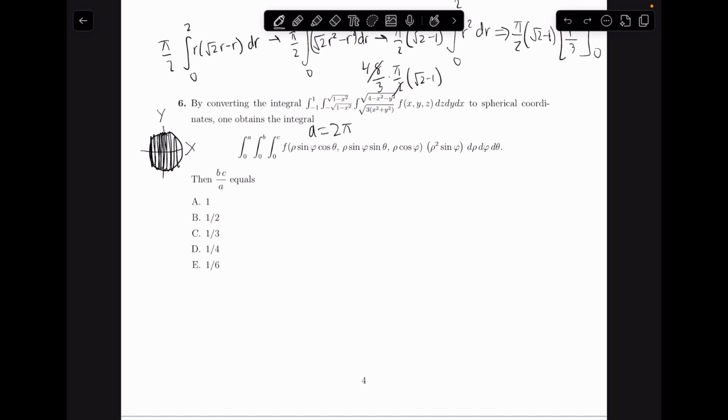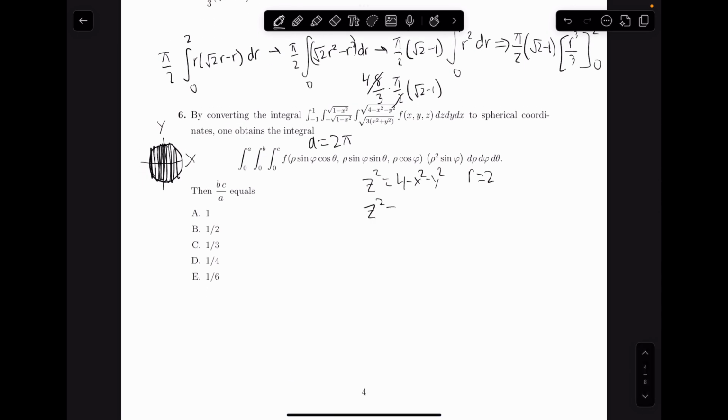But if we look at our z bounds for our regular integral, our top bound is going to be some sort of square root. If we square both sides, we're going to get z squared equals 4 minus x squared minus y squared, and that's just a sphere of radius 2. For the lower bound, we can square both sides again and we're going to get z squared equals 3x squared plus 3y squared. Maybe you see, maybe you don't, but this is just a cone, but it's going to have a different angle. But it's still a cone.